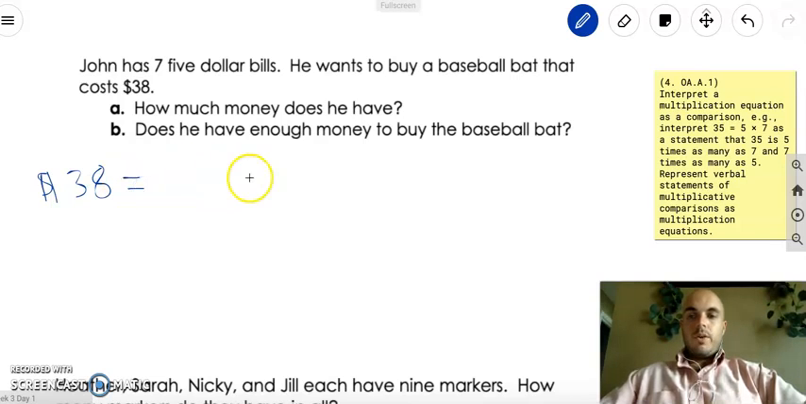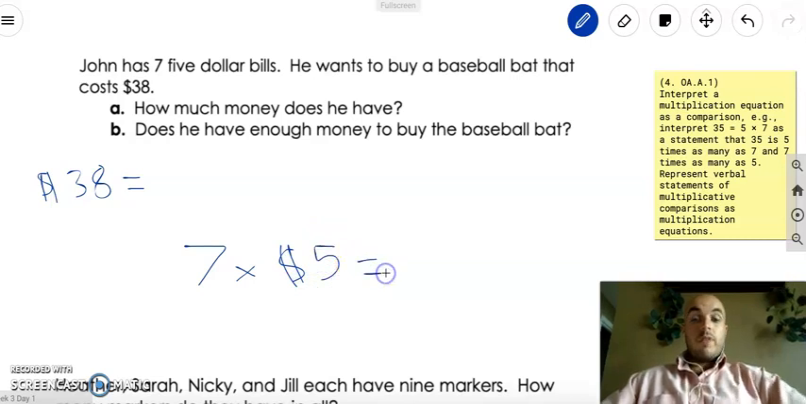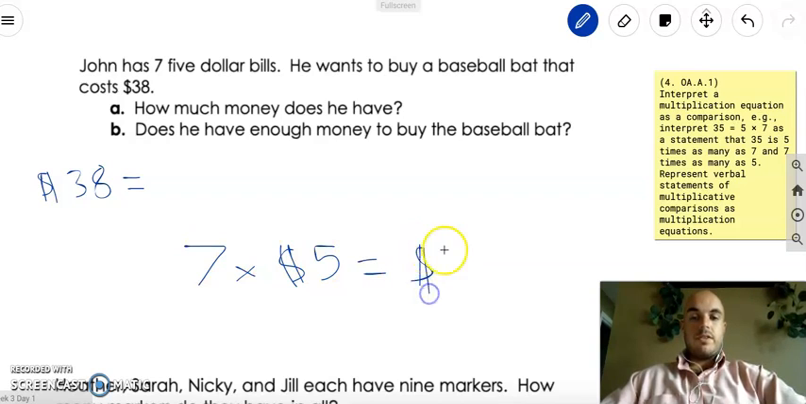And we know that he has 7, I'm doing multiplication because we have 7 of something, you can multiply it, $5 bills. Let's rewrite that, be just a little neater. Great. 7 $5 bills. So I've written a beginning of a multiplicative comparison right here. So let's actually solve this. I know 7 times 5 to be 35, and that'll give me $35. So how much money does John have? John has $35. That's the circle answer for A.